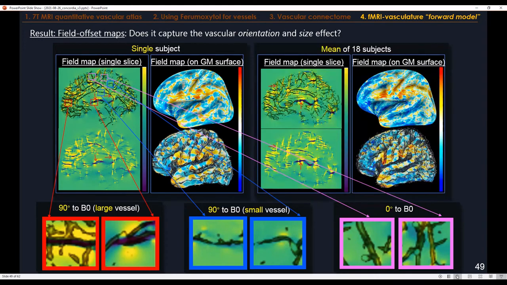We also computed this, like I said, in all our subjects. We computed the mean of every subject. This gives you this field offset map here. And what's surprising here is that it seems to be very consistent across subjects. For us, it's good news because we might be able to use this atlas as a way to correct our fMRI map. So we don't need a single-subject vascular segmentation to be able to do this approach. We might be able to use an atlas to do this.